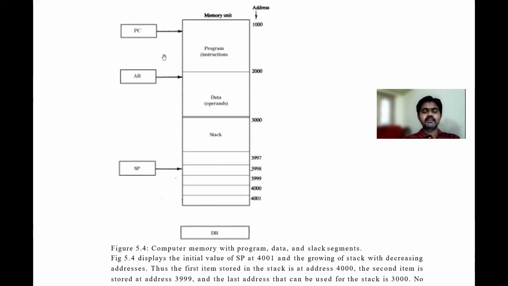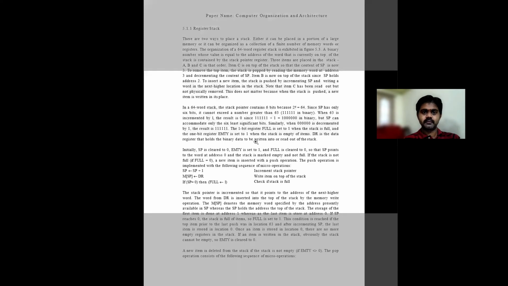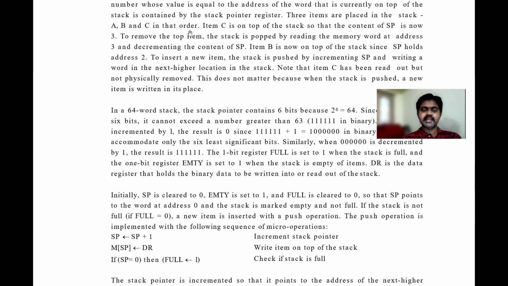Here the program counter always points to the current address of the PC. The address register holds the address. The stack pointer, as we said, every item is pushed onto the stack, so the stack pointer holds the current top element of the stack. If you see the figure, it's nothing but computer memory with program, data, and stack segments. Here, three items are placed in the stack, A, B, C in that order. Item C is on the top of the stack, so the content of SP is now 3.